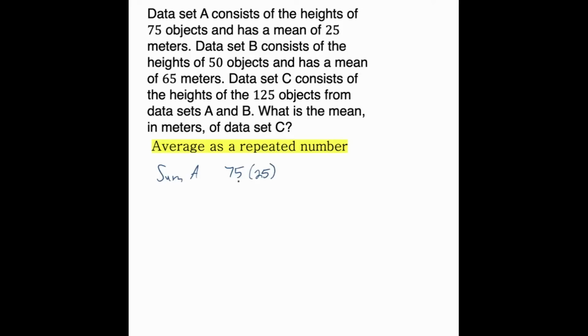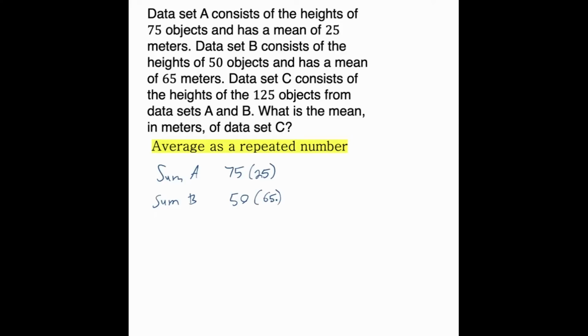And we can do that because if they all were 25, then we know the average would be 25. So for mathematical purposes, we can just do that. We can say all 75 of those are 25. Same thing for the sum of B. We have 50 objects and the average is 65.